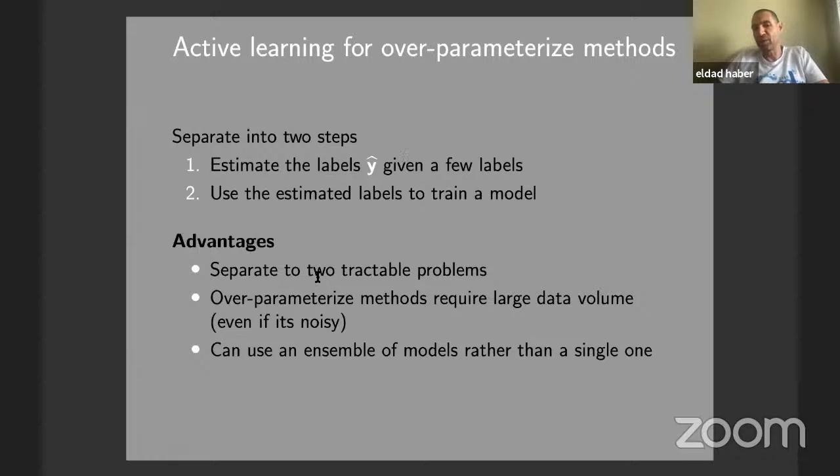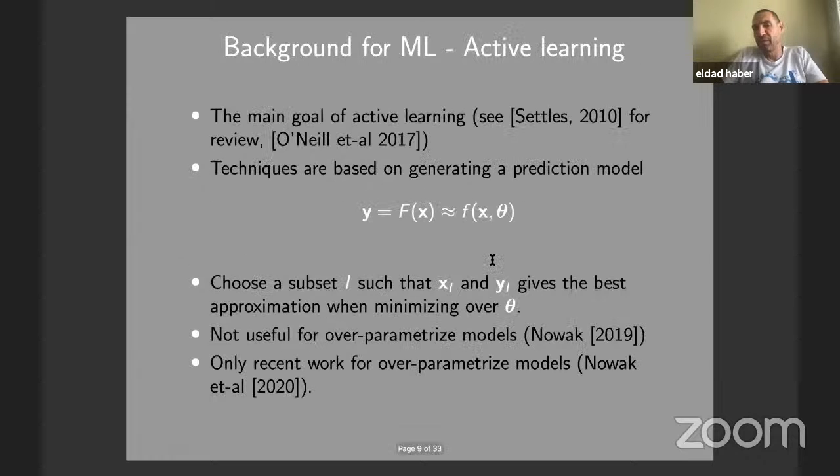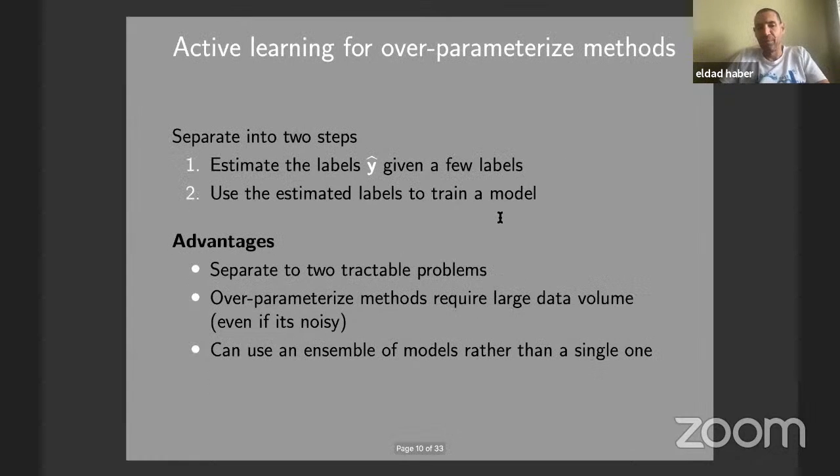The advantage is that we're separating it into two tractable problems. One is estimating y hat given y. We'll see in a second, this is a very tractable problem. Then we use the y that we got in order to train the system to get this step. That's going to be the second step. And of course, we will have a lot of data at this point because we labeled a lot of data with this approach.